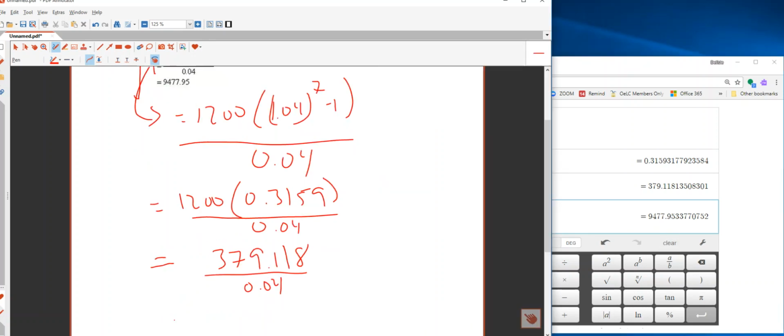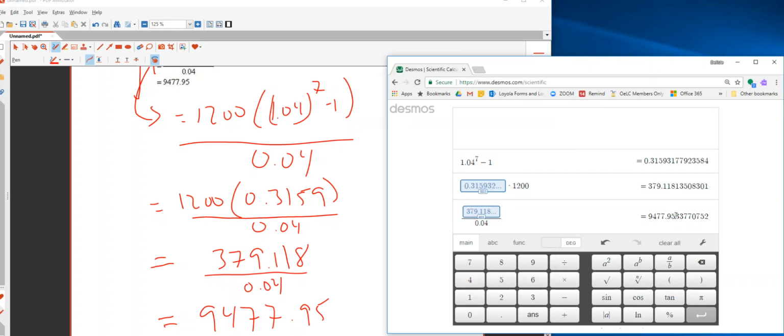So equals 9477. It's money, right? So I'm going to say 95 cents. I'm going to round it. I've got 95, and it can be 95 cents or 96 cents. I look at the very next digit, which happens to be a 3, and if it's 5 or bigger, this becomes 96 cents. If it's less than 5, it stays at 95 cents. So that's how to do it in pieces.